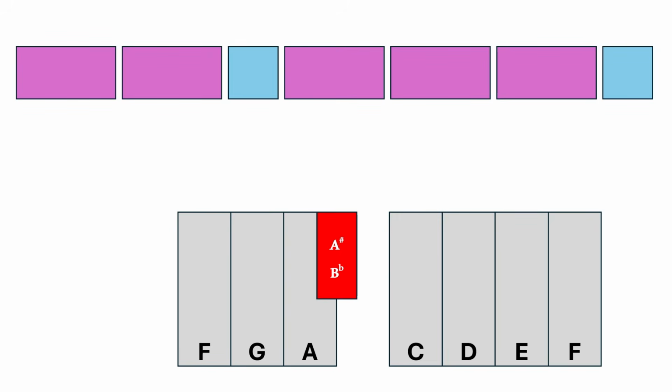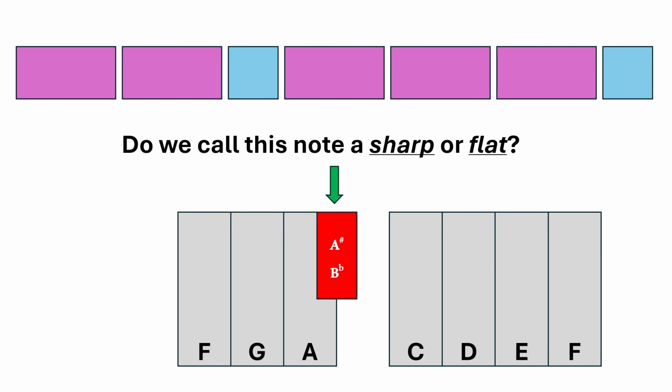But let's go back to the black note, highlighted here in red. This note has 2 names, A sharp and B flat. Well, does the key or scale of F major contain the note of A sharp or does it contain the note of B flat? Well, it contains the note of B flat. Why? Because we need 1 of each alphabet letter.